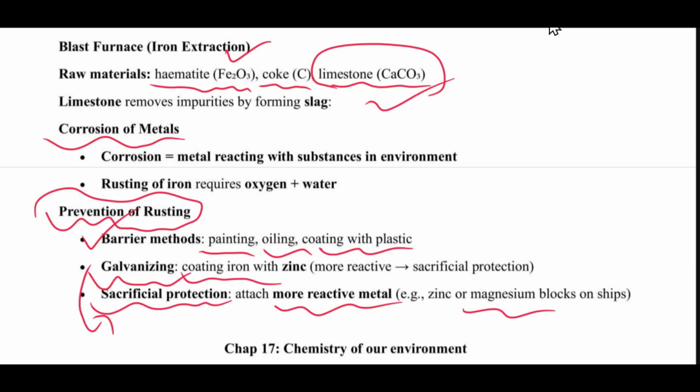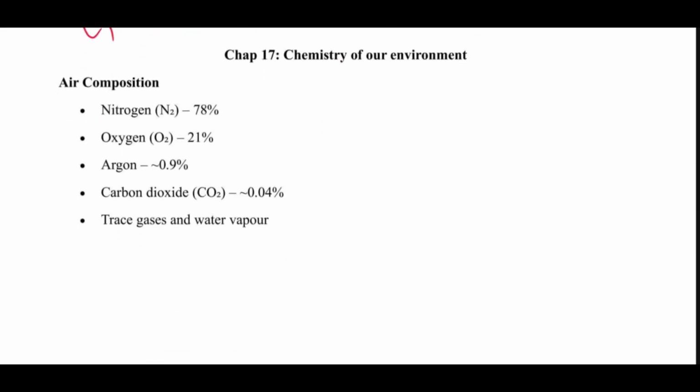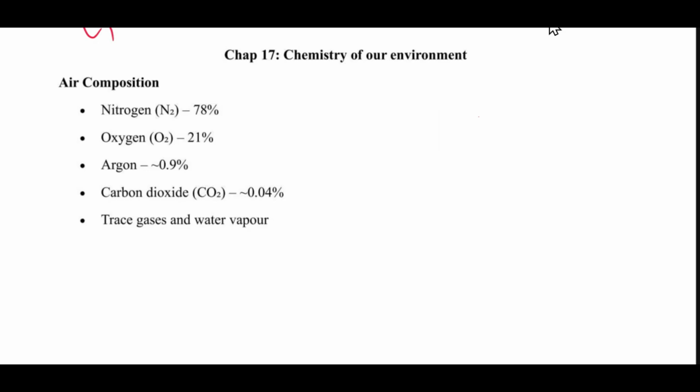Now let's come to the most important points you have to remember related to chapter 17, that is chemistry of our environment. First of all, you have to remember the air composition. Sometimes in the exam, they can ask you which gas makes up 78% of the air. So you have to remember the percentage of all these gases. Nitrogen makes up 78% of clean, dry air. Oxygen is 21%, argon is 0.9%, and carbon dioxide is almost 0.04%. The remaining ones are the trace gases.